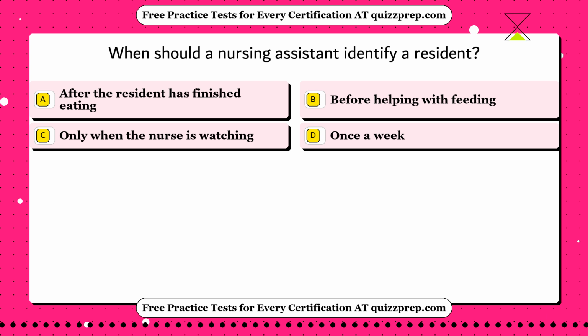Question 74. When should a nursing assistant identify a resident? Option A. After the resident has finished eating. Option B. Before helping with feeding. Option C. Only when the nurse is watching. Option D. Once a week.